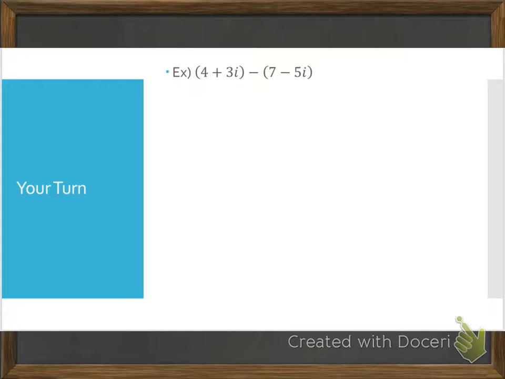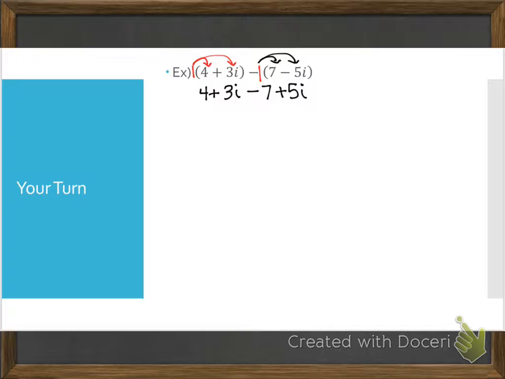All right, so I want you to try this. Pause the video, try it out. All right, so there's a 1 in front and there's a 1 in front. 1 times 4 and 1 times 3i, so 1 times 4 gives us 4, plus 1 times 3i is 3i. And then we have minus 1 times 7 and minus 1 times negative 5. So negative 1 times 7 is negative 7. Negative 1 times negative 5 is a positive 5i, right? Remember, because a negative times a negative is a positive.